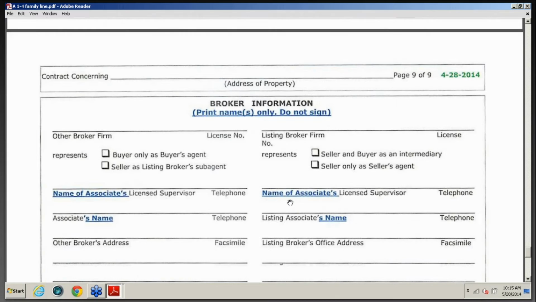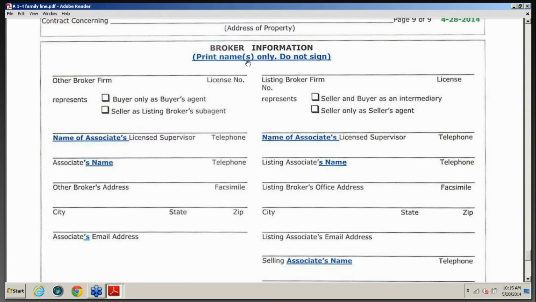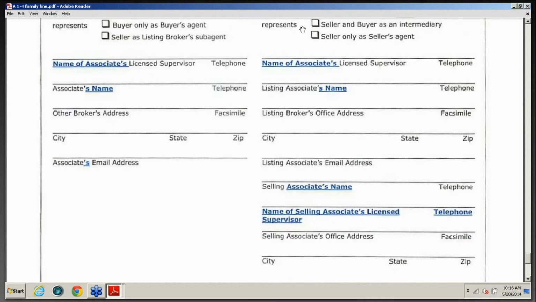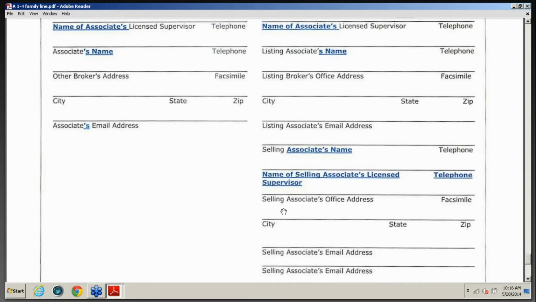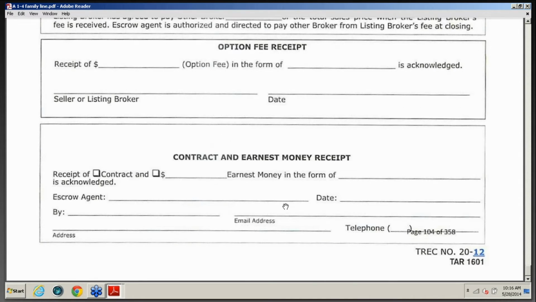And then last but not least, the final page is print your names. You do not have to sign. So over here you have the name of the associate's supervisor on line 1, the associate's name on line 2. And then something interesting down here, if it's an in-house or intermediary, then down here you have the selling associate's name and also their supervisor. So if you are working with a team, you're going to have your team leader supervisor name as well. So those are the only changes that we had for the 1 to 4 family. Are there any questions?